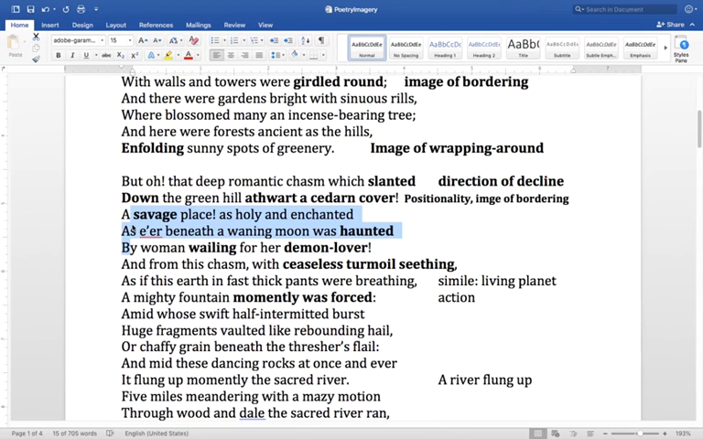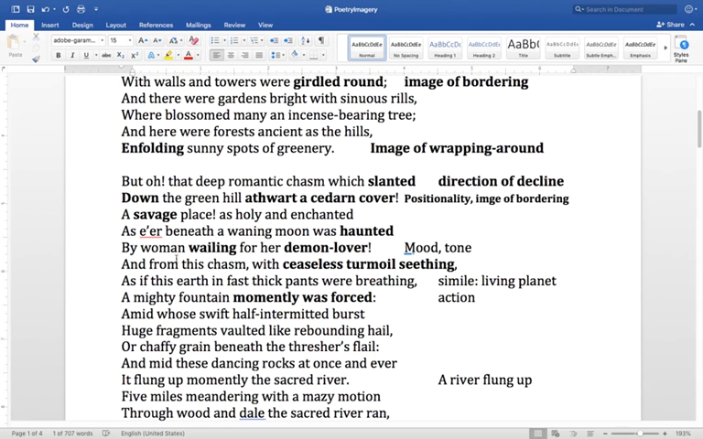And notice the collection of words that Coleridge is giving us. Here we're getting really a sense of mood and tone, aren't we? Right? There's mood and tone established through words like savage, through words like haunted and wailing and demon lover, right? It's a place that's really, really fantastic to the eye, but at the same time there's a sense of darkness.